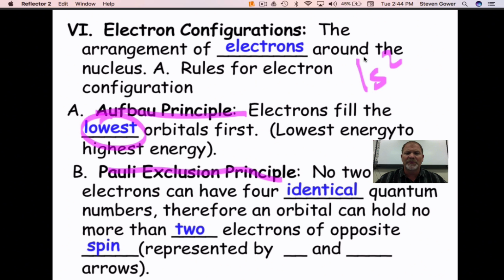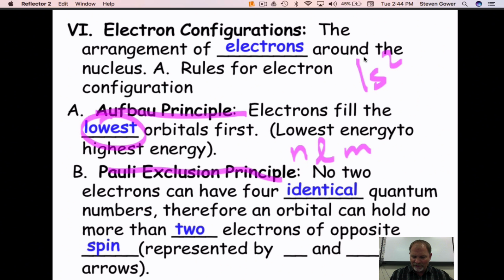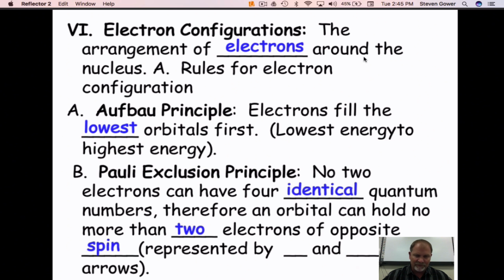Pauli exclusion principle is no 2 electrons can have the same 4 identical numbers. They may have the same n. They may live in the same house. They may live in the same room, but they will have opposite spins. Okay? They will not have the same spin. So they will all have unique 4 quantum numbers, unique every single electron.